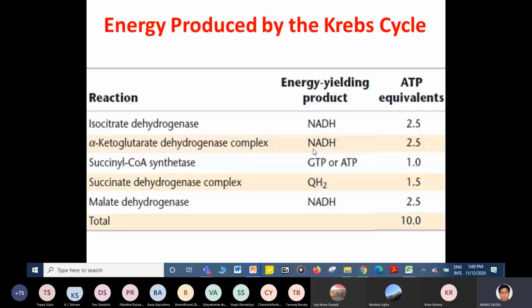Energy produced by the Krebs cycle we have already counted, and here I have counted from the new system, that is NADH giving rise to 2.5 and FADH2 giving rise to 1.5. According to the new concept, it will sum up to give 10, not 12, because one NADH gives rise to 2.5 instead of 3 and one FADH2 gives 1.5 instead of 2. According to the old concept 12 ATPs will be produced, but now according to the new concept 10 ATPs will be produced.